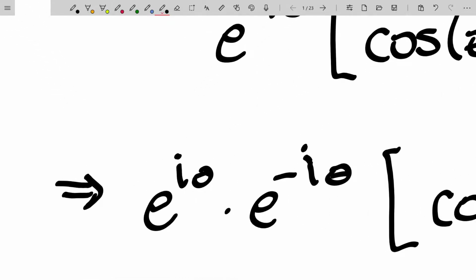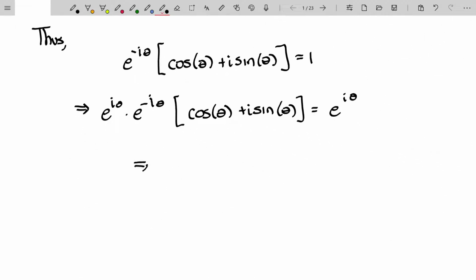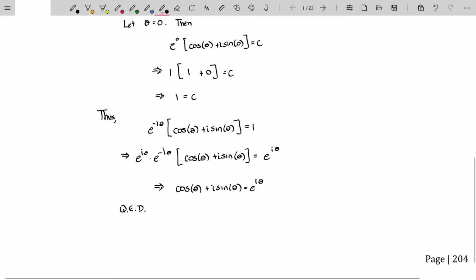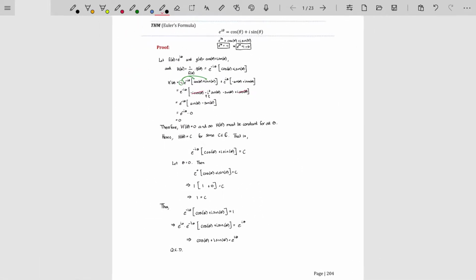Common bases with different exponents, you would add their exponents. So i theta minus i theta, that's e to the 0th, which is 1. And so this implies cosine of theta plus i sine of theta is equal to e to the i theta. That is the end of the proof. Quod erat demonstrandum. So it has been demonstrated. That is a beautiful proof, not a derivation, but a proof of Euler's formula.